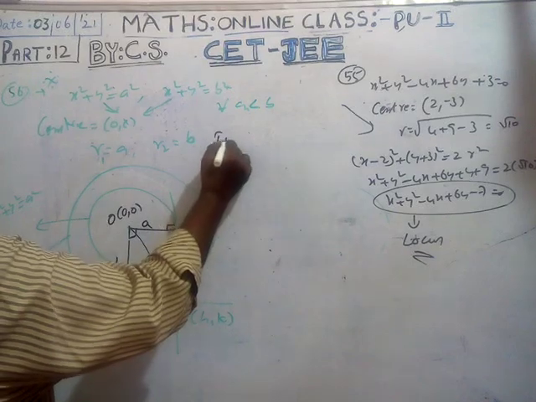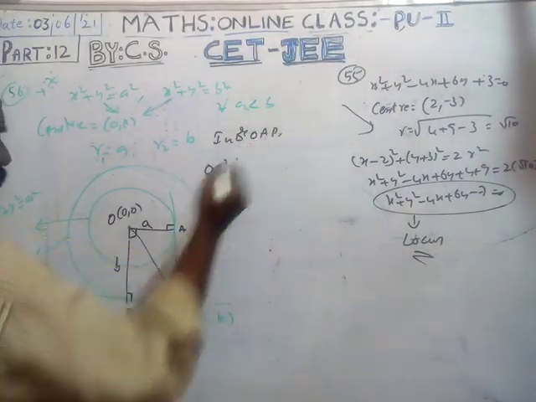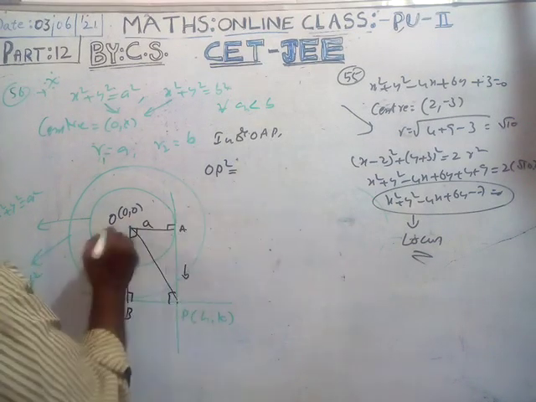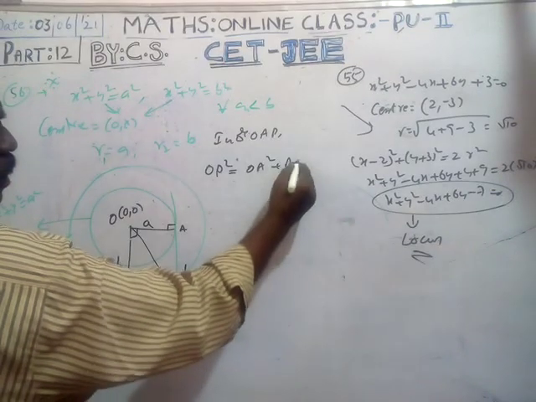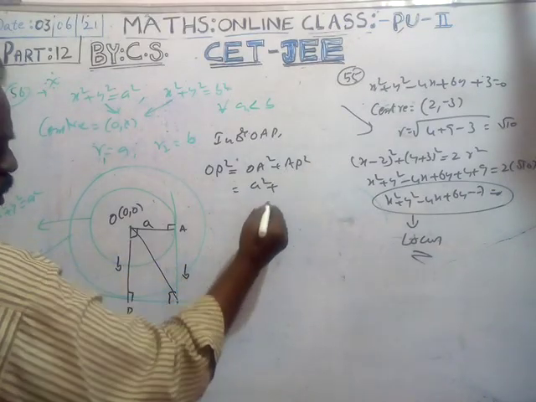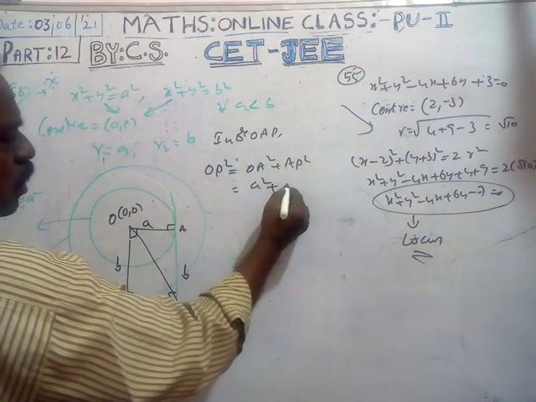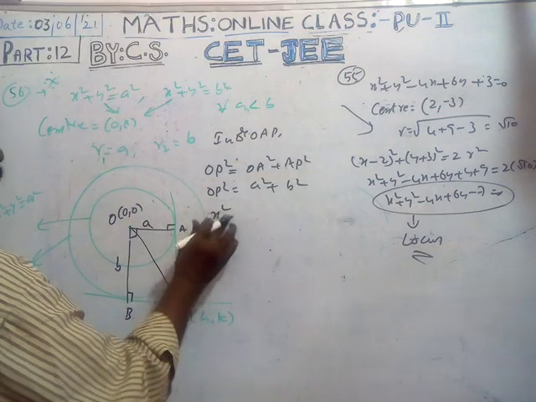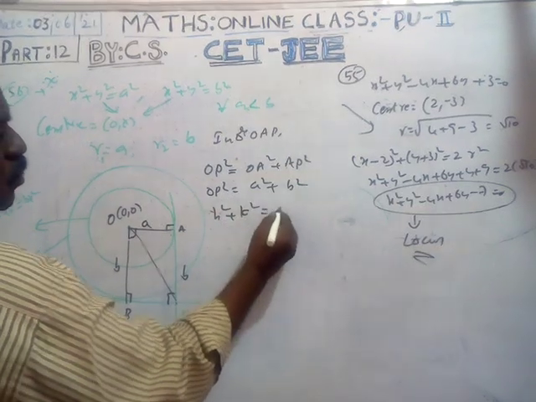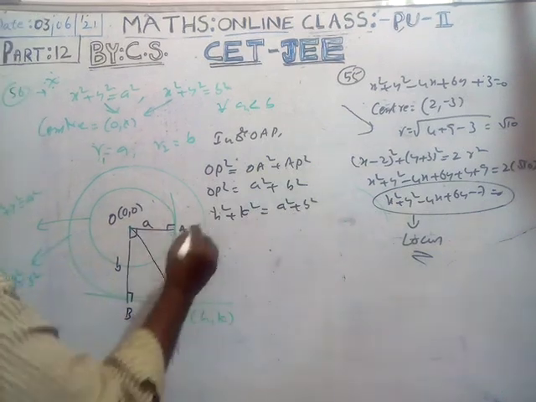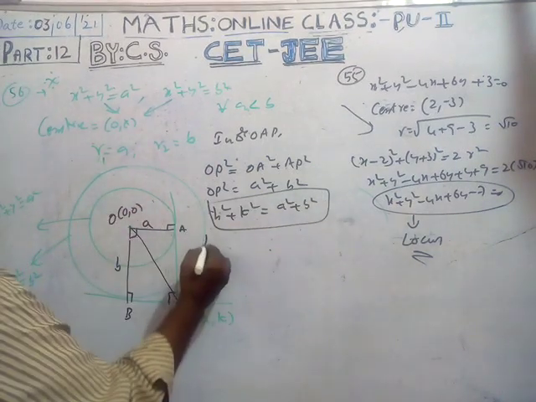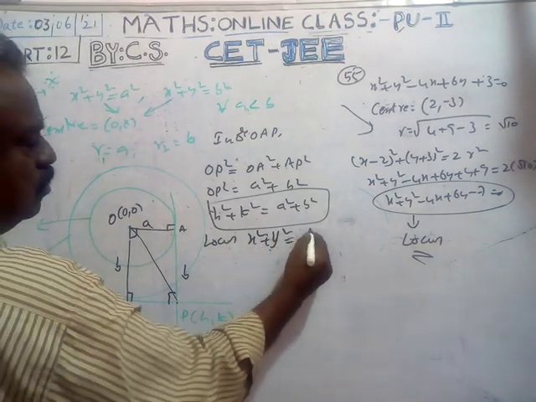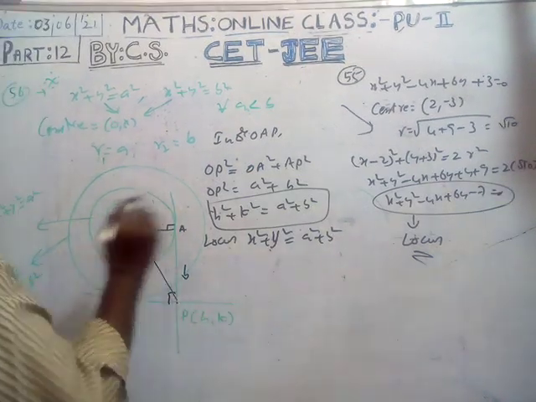In triangle OAP, OP square is equal to OA square plus AP square. OA square is a square, whereas AP square is nothing but OB square, which is b square. So OP square, that is h square plus k square, is equal to a square plus b square. That is the main concept. The locus is x square plus y square is equal to a square plus b square. Now we come to the problem.